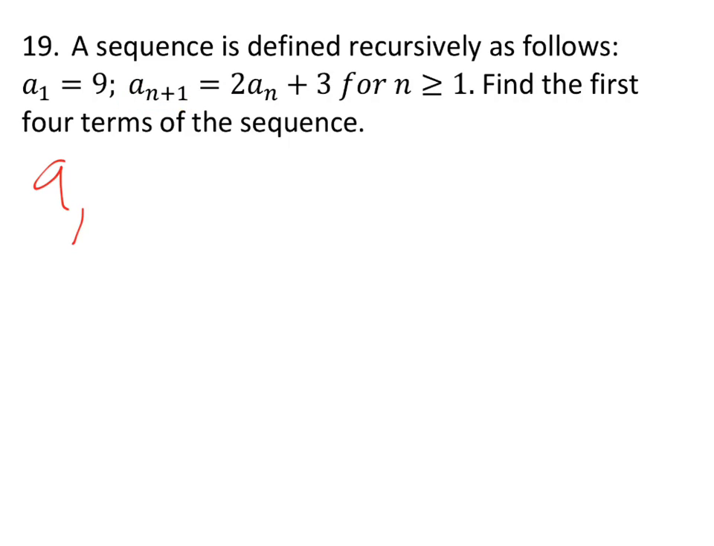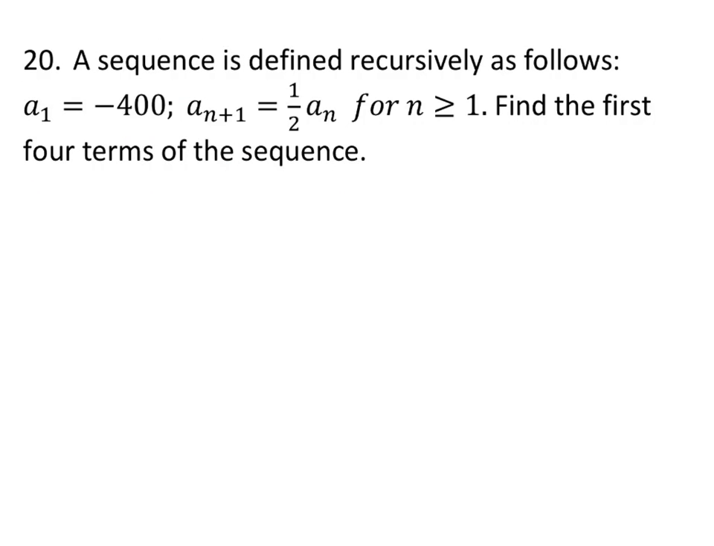If you want to get the second term, you have to do 2 times a sub 1. So if you want to get the next one, 2 times the previous one plus 3. 2 times the previous one is 18, plus 3 gives me 21. And then you just keep doing that. Times that by 2, add 3: times by 2 gives you 42, add 3 gives you 45. Times that by 2 gives you 90, plus 3 is 93, and you're done.